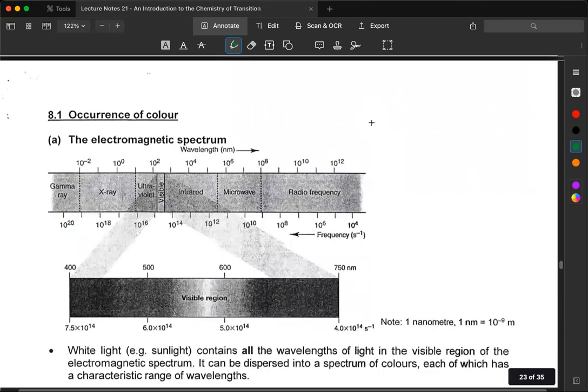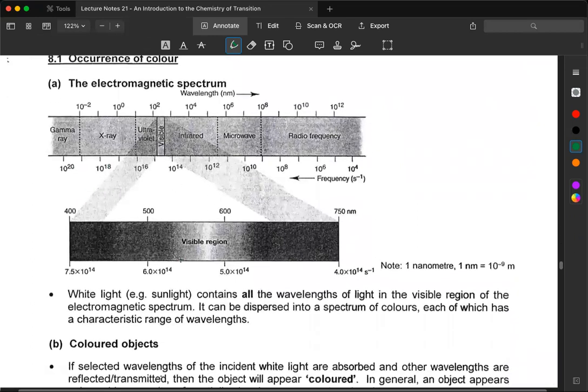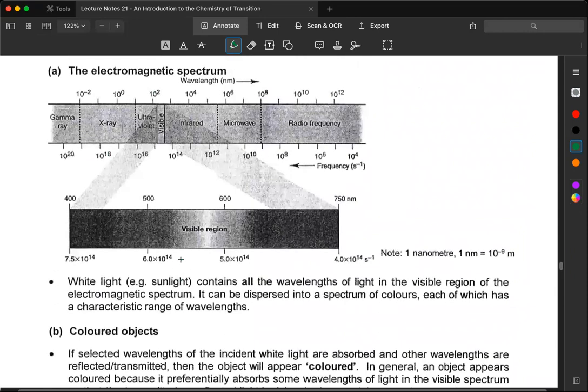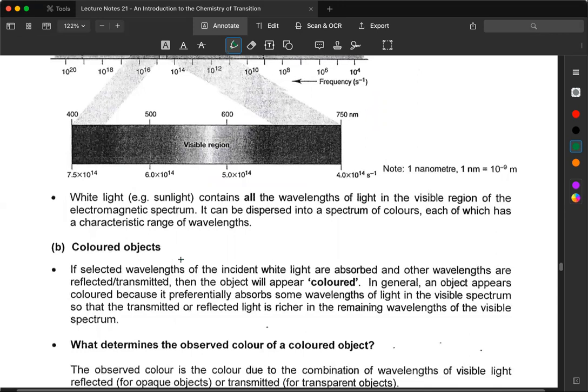So, occurrence of color. This is the electromagnetic spectrum you learned in physics. White light contains all the wavelengths of light in the visible region of the electromagnetic spectrum and can be dispersed into a spectrum of colors, each of which has a characteristic range of wavelength. So if selected wavelengths of the incident white light are absorbed and other wavelengths are reflected or transmitted, the object will appear colored.